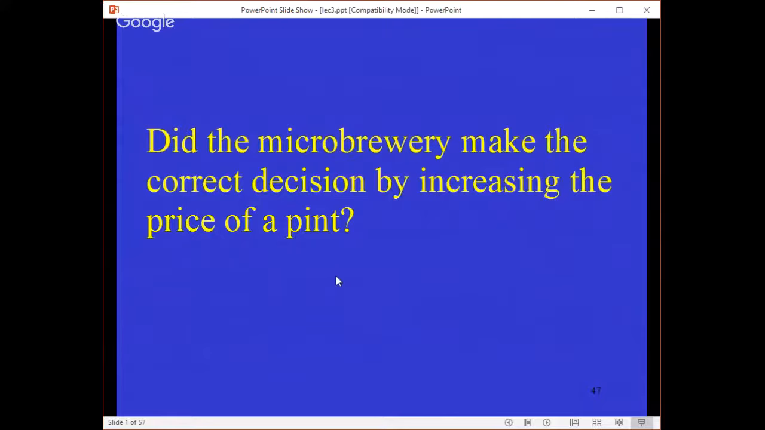So the microbrewery made the correct decision to raise the price, in general at least in the short run. We know that with certain items, demand can become more elastic as time goes on. Maybe the customers will get upset and try to find another brewery, but at least in the short run, they're sticking with the brewery and paying the extra 45 cents a pound.